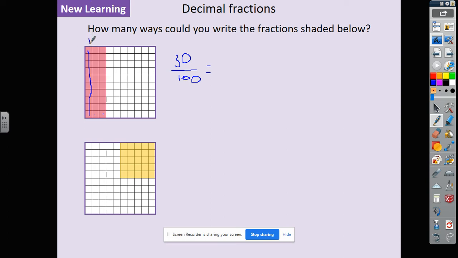That's one column there: 1, 2, 3, 4, 5, 6, 7, 8, 9, 10. There are 10 columns, and how many of them were in pink? 1, 2, 3. So I can write that as 3 tenths. Then using our place value, I know that the tenths come after the decimal point, so that would be 0.3.